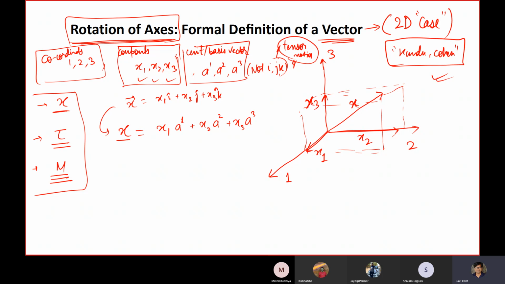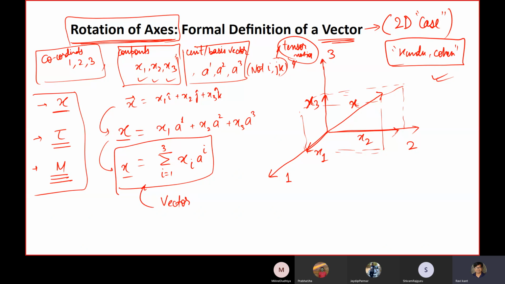Now, can we write this as summation over xi ai, where i is equal to 1 to 3, in a more compact way? So for any vector, can we write in this way? This thing can be written in summation form? Yes, sir.